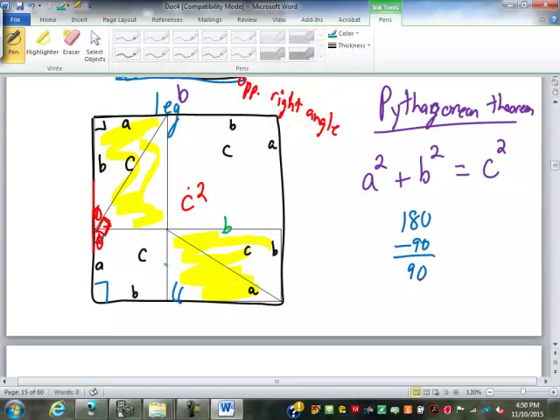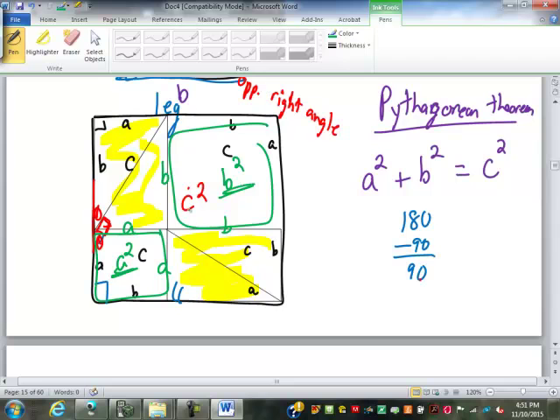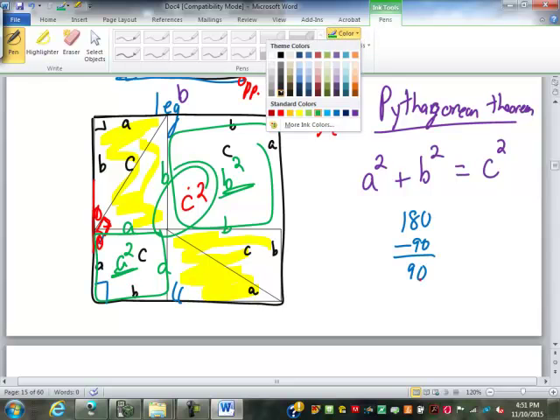This is side B, this is side A. This is side A, this is side B. This area is B by B or B squared. This area is A by A or A squared. So A squared plus B squared equals C squared. Relatively simple to show. So now the question is, how do we use it?